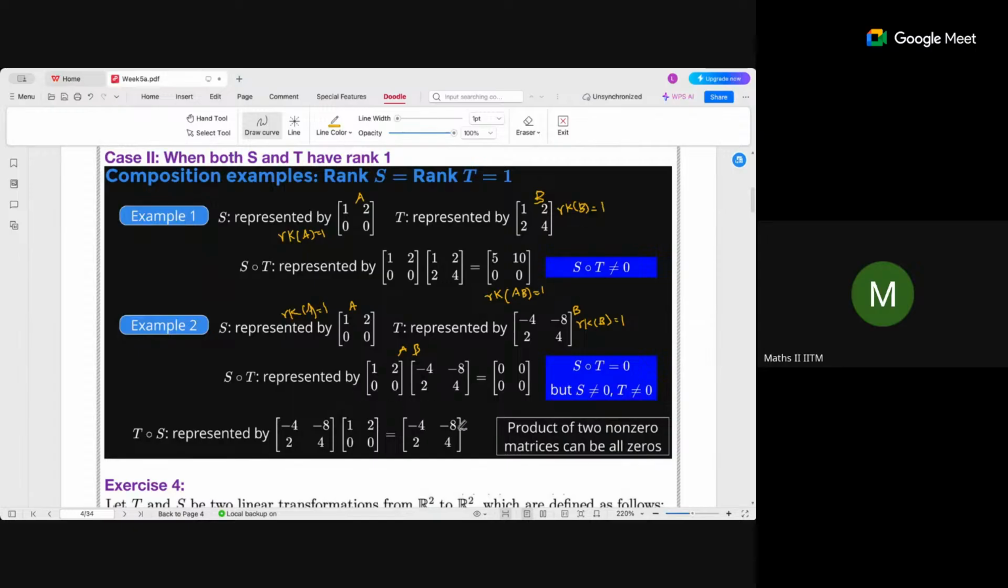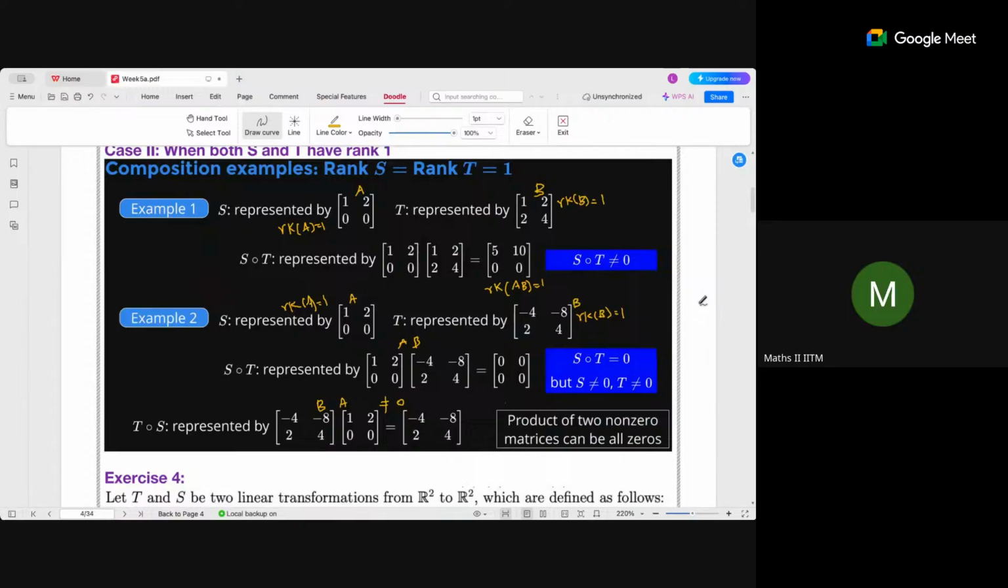So here you see that AB is 0, but what about BA? BA is non-zero. So the product of two non-zero matrices can be all zeros. So you see, so many strange things can happen with matrices. Either you can have the product be non-zero, or the product can be zero. Even if you take the product the other way around, you see that BA can be non-zero.